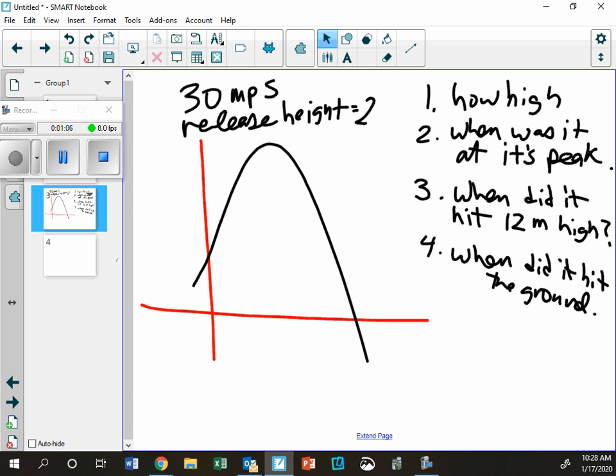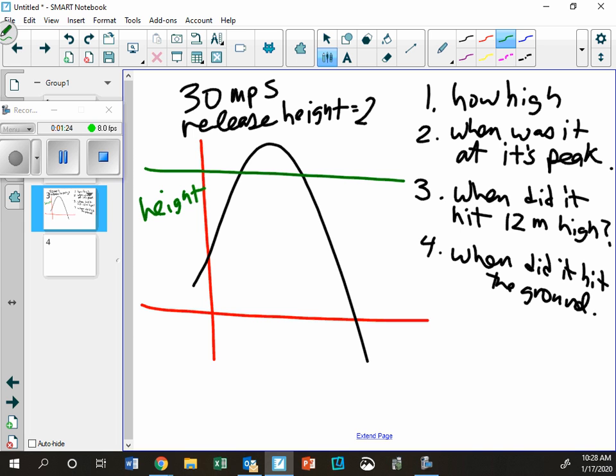How high did it get? When was it at its peak? When did it hit 12 meters high? And a hint on that one, you're going to want to put another equation in your calculator. The 12 meters high equation, since this is height, would be a line y equals 12. You could use the same technique and use intersect to figure out when did it hit the ground. So putting in a second equation is helpful. All right, I'm going to pause while you give that a try.